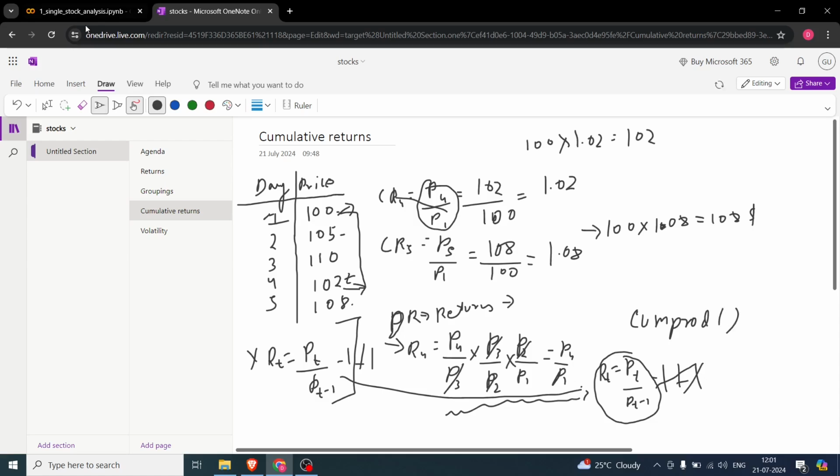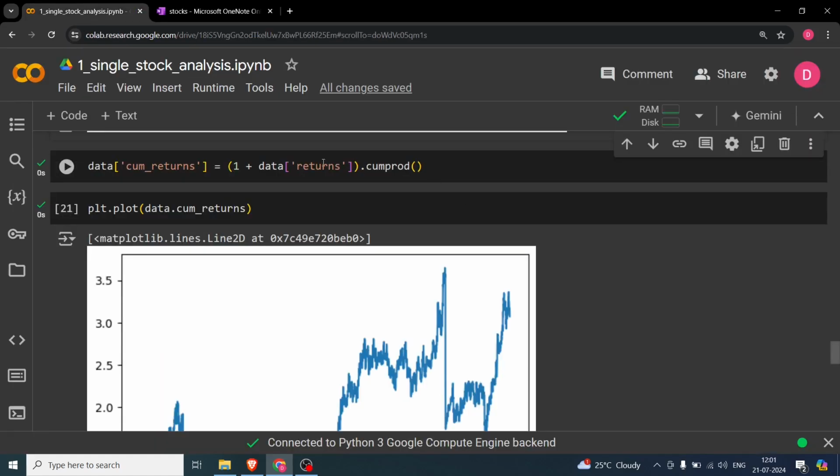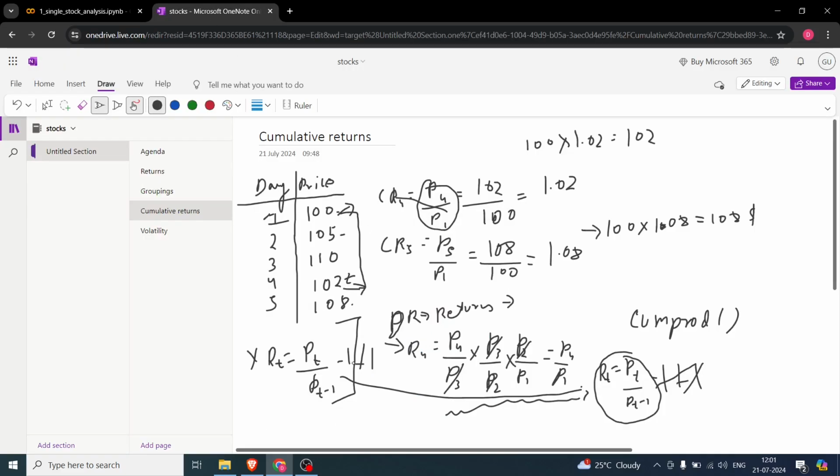So let's go back. We add the 1 over here as I had explained, and whatever data of returns was there, we are going to continue using that itself. So this will convert it into this format, just r equal to Pt by Pt-1. Now in order to find r4, we have to multiply continuously from the present day till the first day. This is what this particular thing signifies.